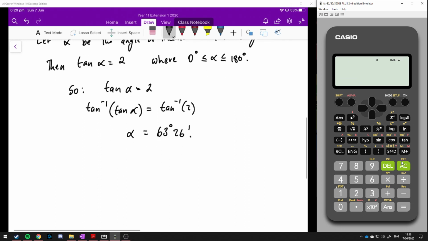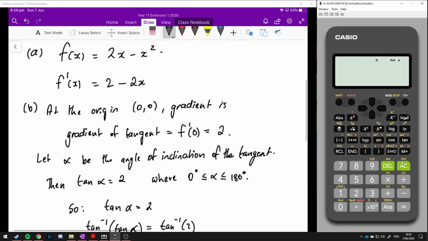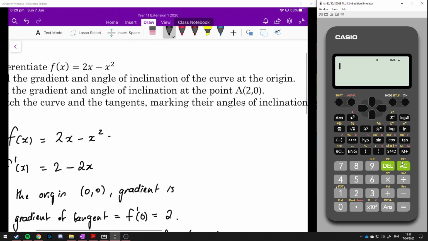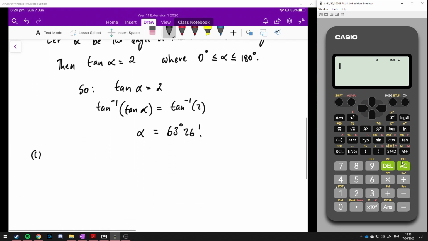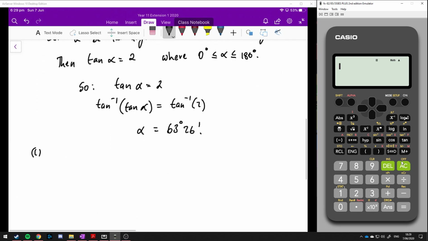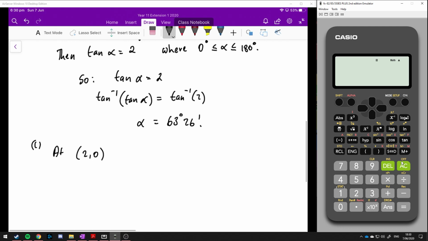Okay, so it's part B. Now, part C, so I'm just going to quickly write this down. Part C says find the gradient and angle of inclination at the point A(2, 0). Again, we're going to be finding the gradient, but this time at a different point. So we're going to write at the point, this time, 2, 0. The gradient.